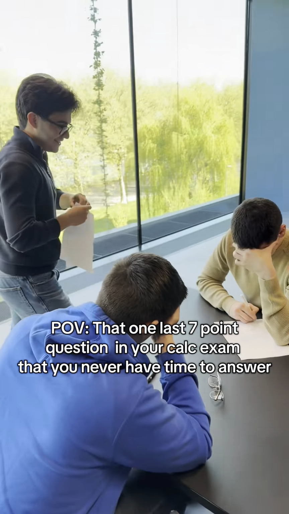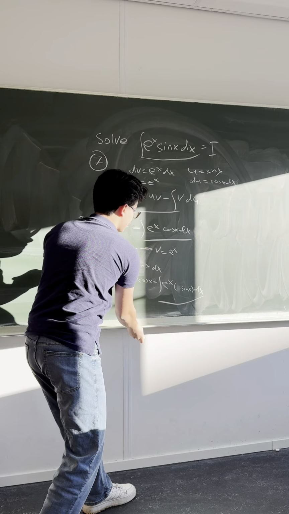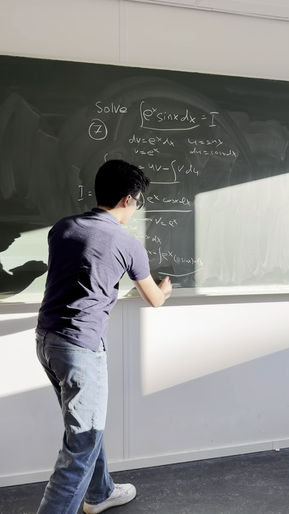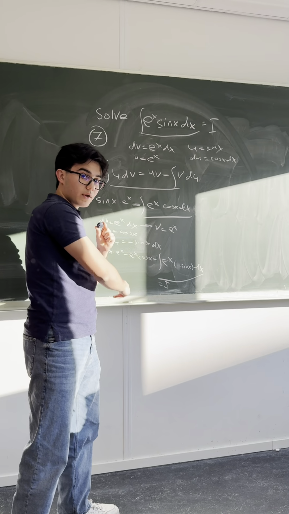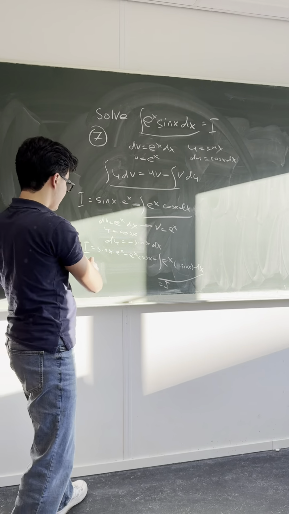I can just bring out this minus sign to here, and now look what we have. We said that initially I was equal to this integral, and here we have the same thing. So we're going to say this is equal to I. So I can move the I to the left hand side and get 2I is equal to sine x times e to the power of x minus e to the power of x cosine x.